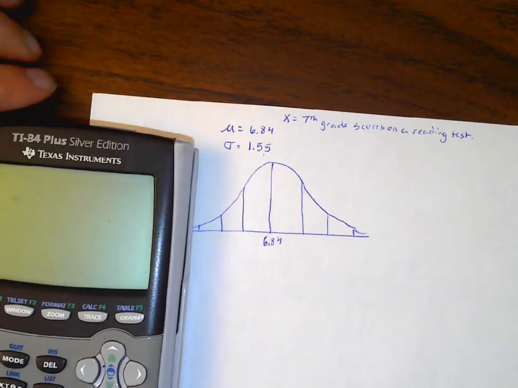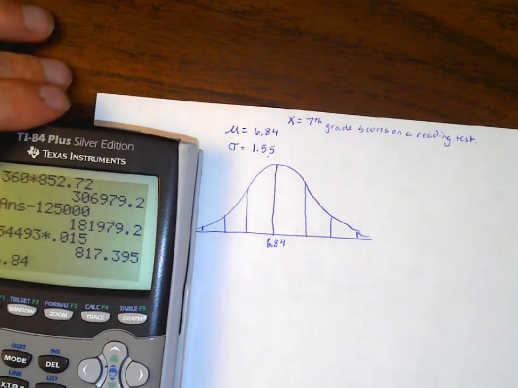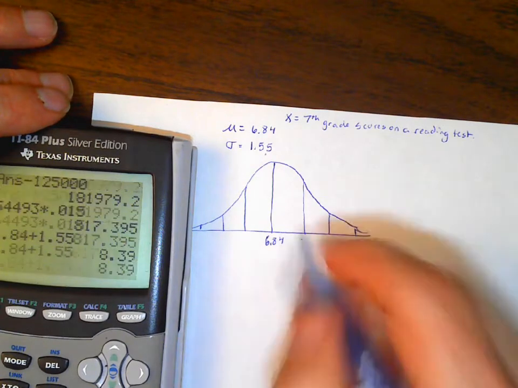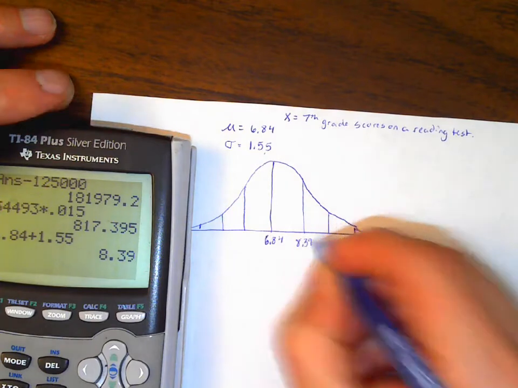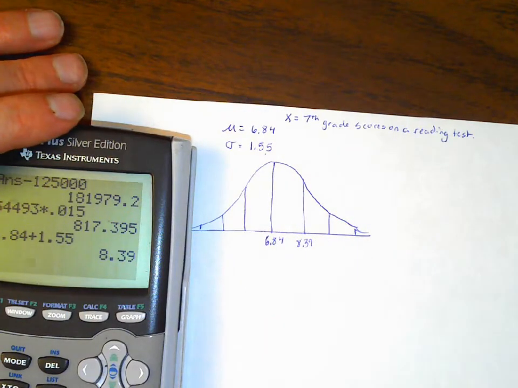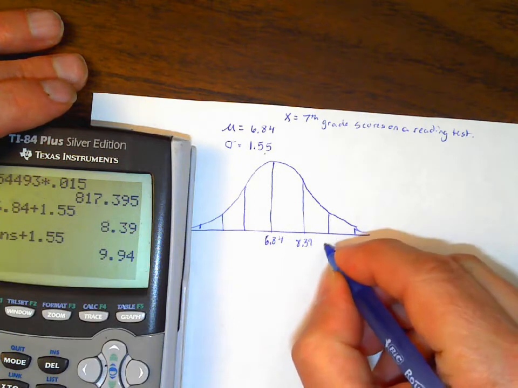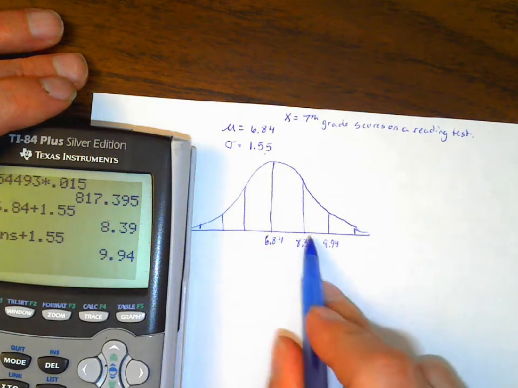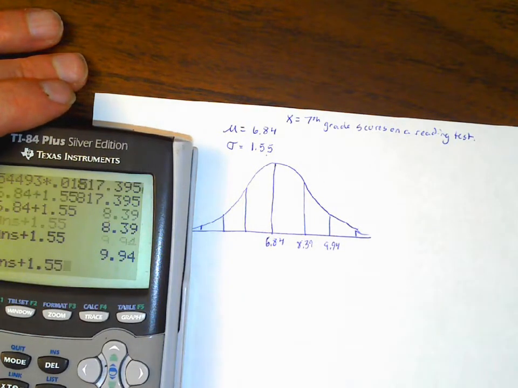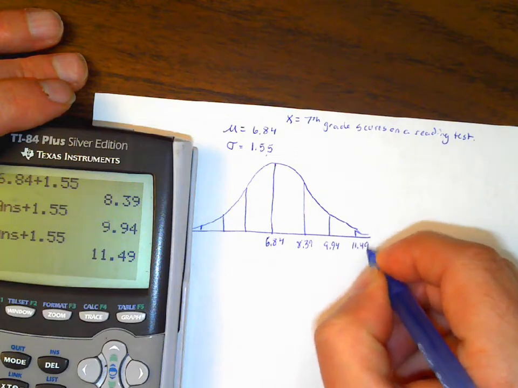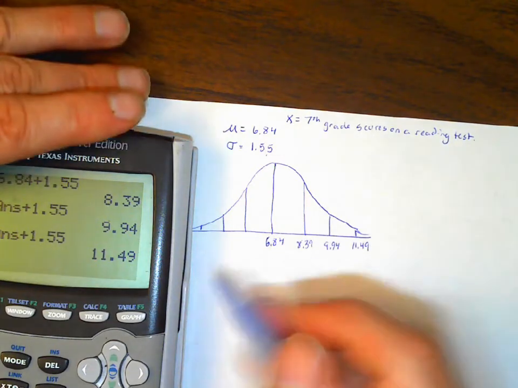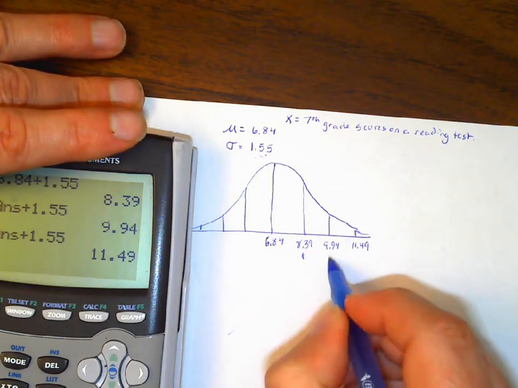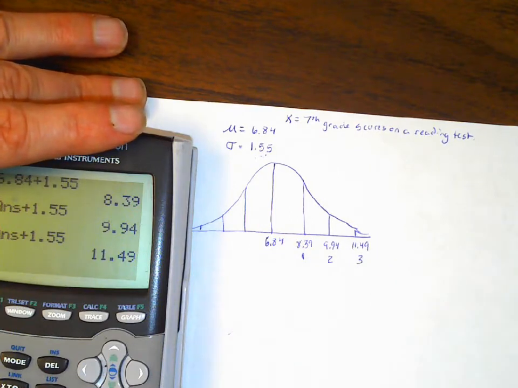So if I take my mean, 6.84, and I'm 1 standard deviation above, I'm going to add 1.55 to it, so I get 8.39. If I'm 2 standard deviations away, I add another 1.55, another standard deviation, and I'm at 9.94. If I'm 3 standard deviations above, I add it in 3 times, so add another 1.55 and I get 11.49. Okay? So adding in how many standard deviations? I'm 1 standard deviation away, 2 standard deviations away, 3 standard deviations away.